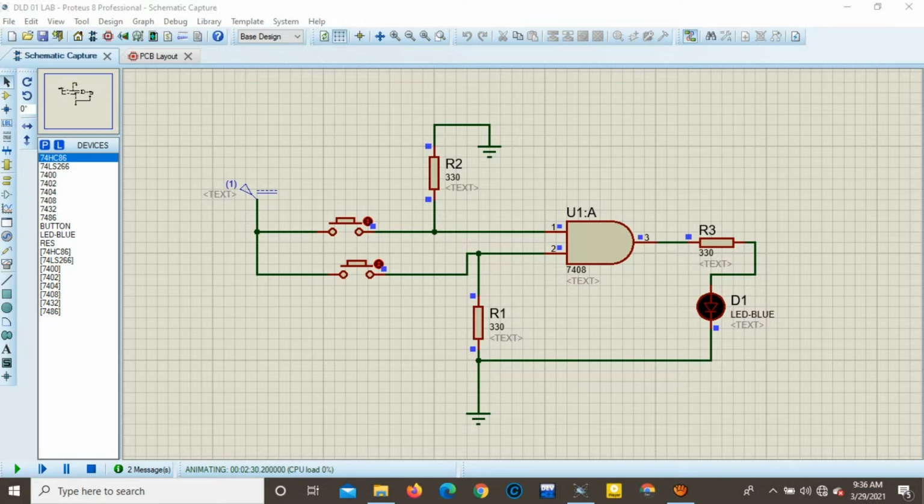Today, I will tell you about the brief discussion of logic gates, the verification of truth table of logic gates. So, here we have the logic gate of AND.